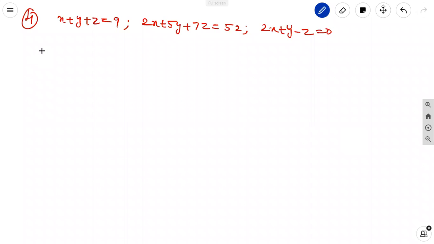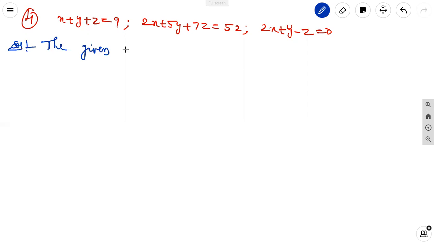The next problem: we check whether the system of linear equations is consistent or inconsistent. When it is consistent, it has either a unique solution or infinitely many. The given system of linear equations can be expressed in matrix form. The equations are x plus y plus z equal to 9, 2x plus 5y plus 7z equal to 52, 2x plus y minus z equal to 0.